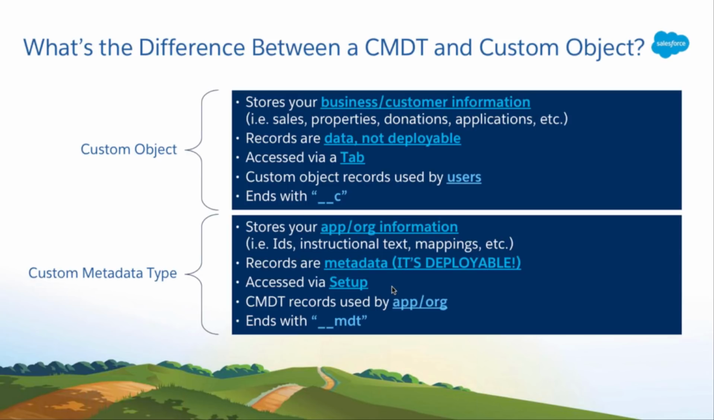A custom metadata type, on the other hand, stores your application or org information. So this might be IDs, instructional text, mapping. The cool thing about custom metadata type is the record is metadata, which means it's deployable. So you could put it in a change set and move it up your sandboxes to production. When you do a refresh, all the data records come down. Same thing as when you create a new sandbox. You access the data records via setup, and it's really the org or the app that interacts with the custom metadata type records, and it ends with __mdt.